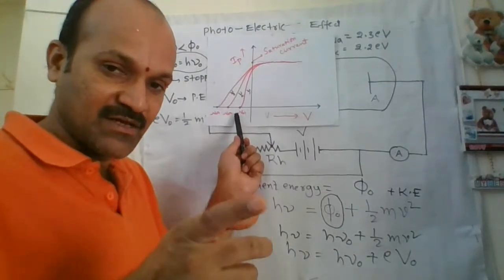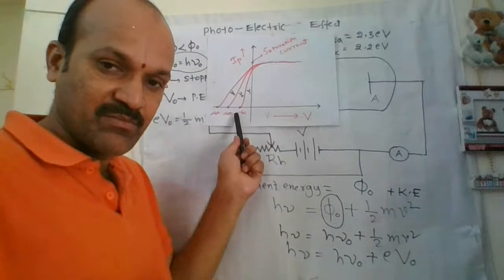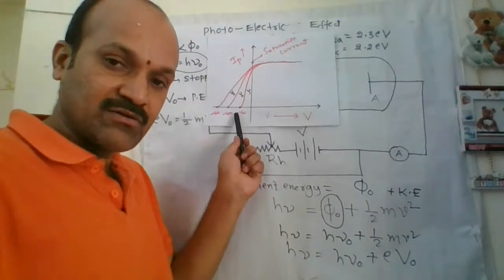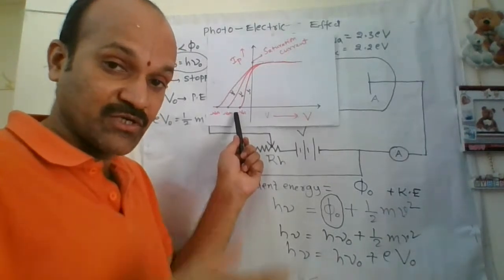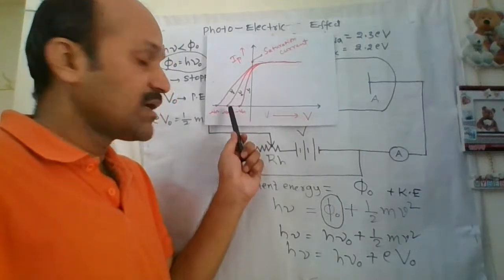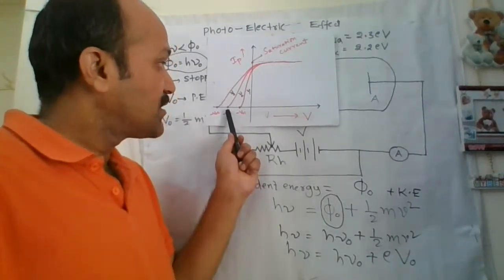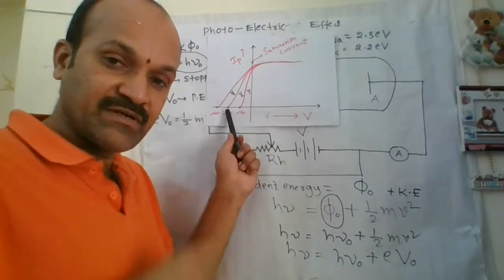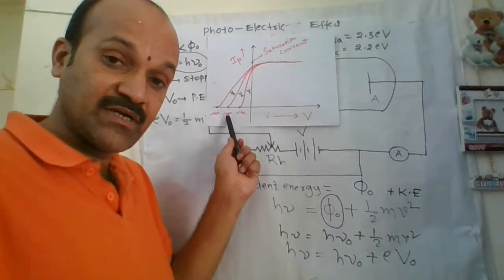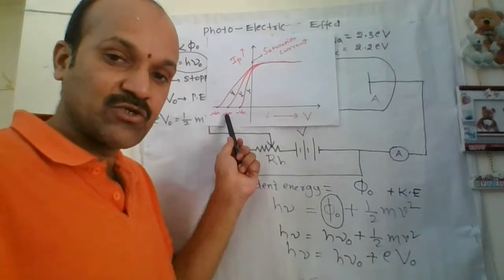Okay, I'm answering the question. Nu3 also has its own stopping potential. Now you check. Now we are varying the frequency of the incident radiation, nu2. For that it has a different stopping potential.